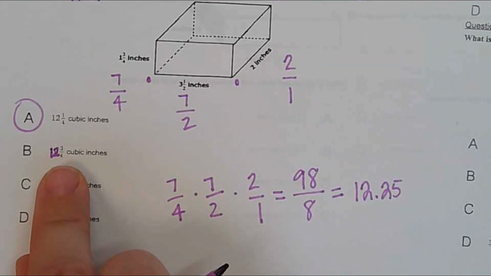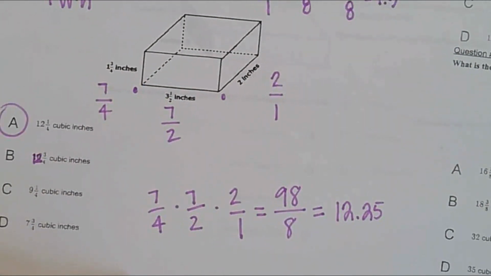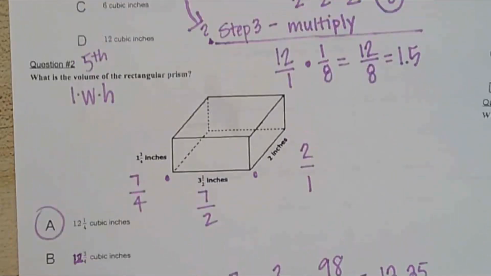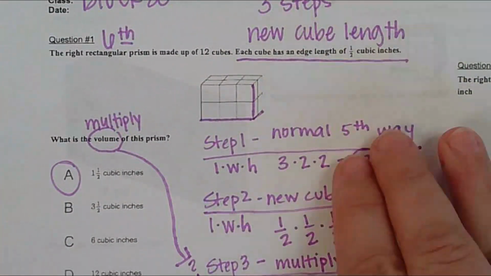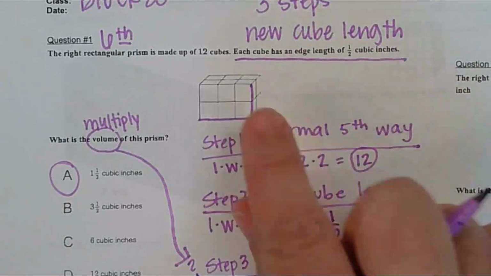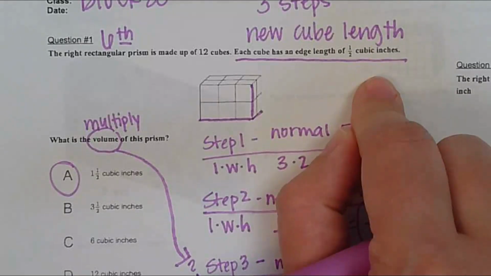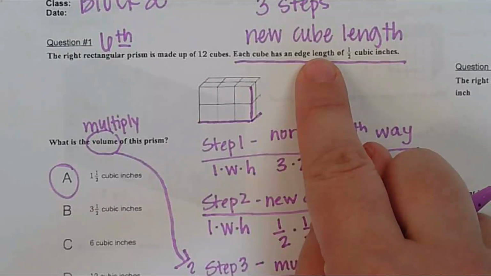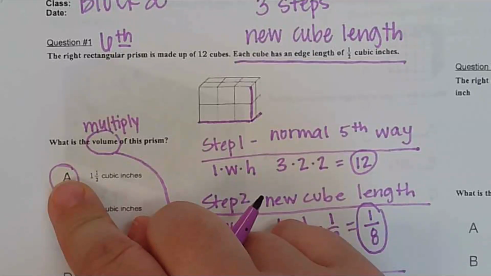Okay. All right. So now that was just the 5th grade way. Get it? Got it? And this is the 6th grade way, because it says the new cube length. That new cube length, how you know, it says each cube has an edge length of 1/2. Now again, let me remind you, this sentence doesn't have to be here. It could be the first thing said, or it could be the last, or it could be in the middle.